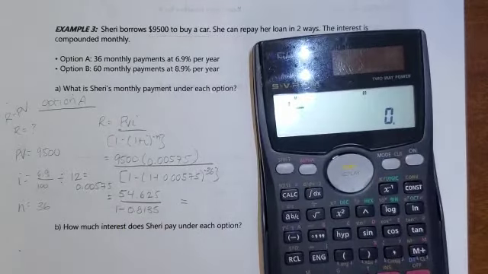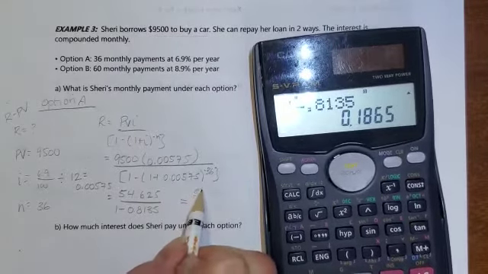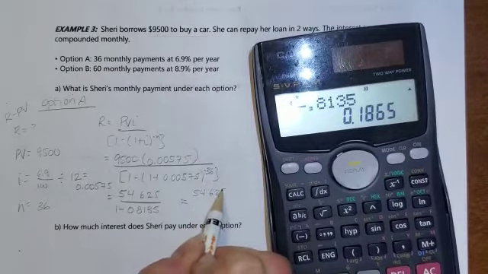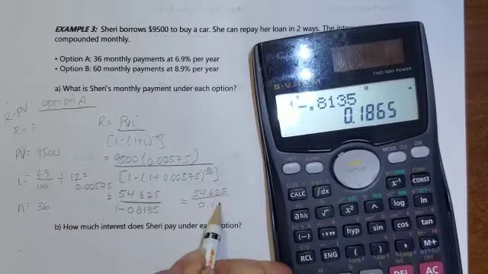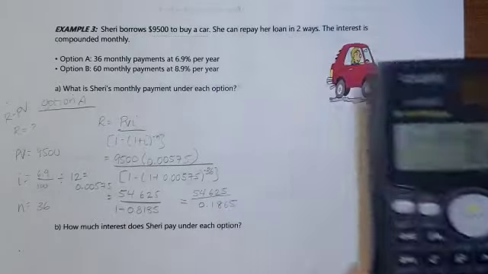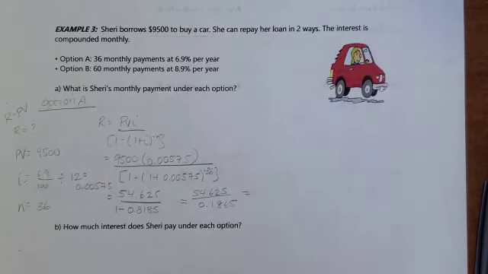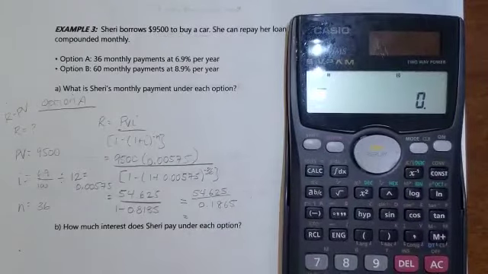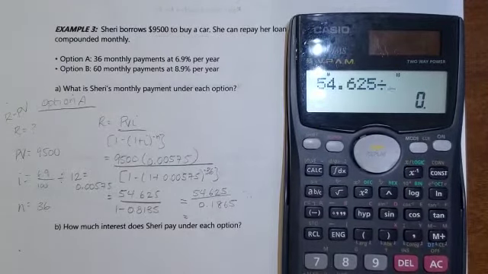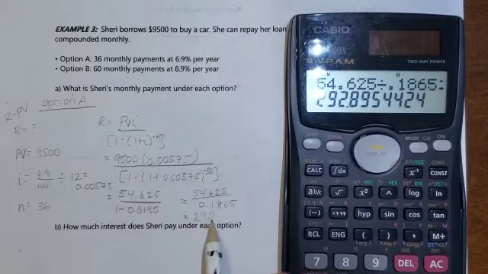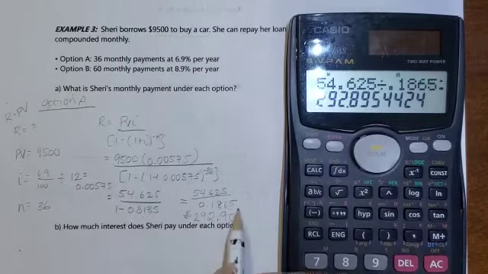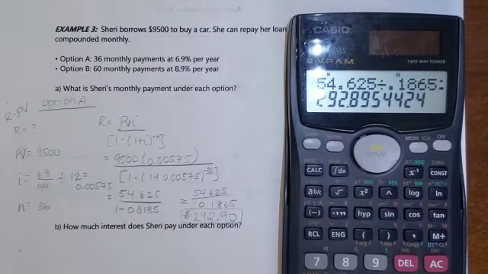One subtract 0.8135. So remember, keep your form. Let me write this below. So now we can divide numerator and denominator. So 54.625 divided by 0.1865 is $292.90. So her monthly payment for option A is $292.90.